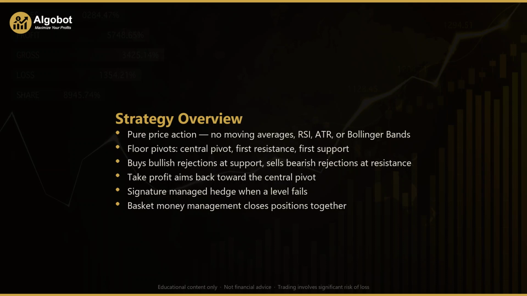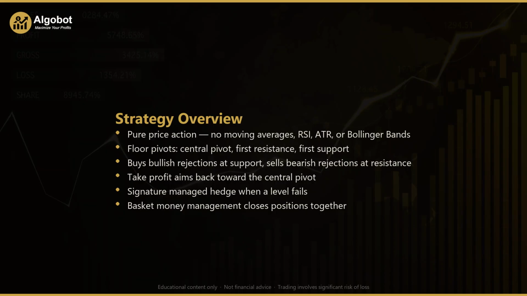The approach trades both directions. When price dips into the support zone and then snaps back above it with a strong rejection candle, the strategy reads that as sellers being turned away and it looks to buy. When price pokes into the resistance zone and then closes back below it with a bearish rejection candle, it reads that as buyers being turned away and it looks to sell.